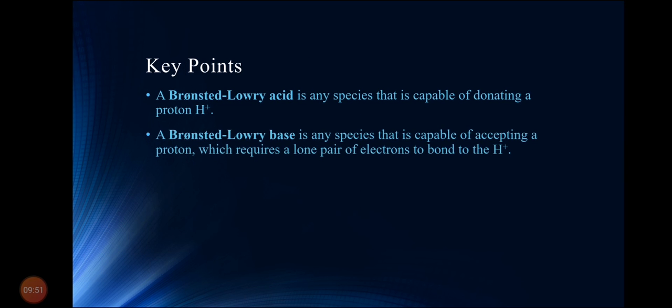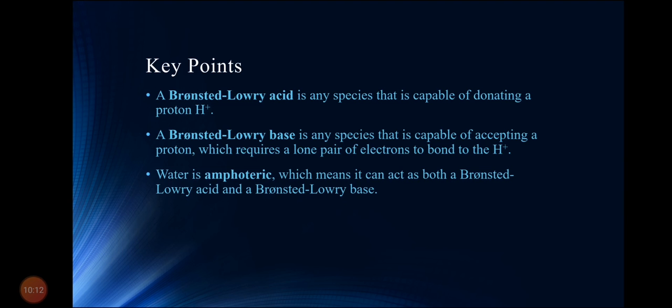Now students, it's time to tell you the key points of today's lecture. A Bronsted-Lowry acid is any species that is capable of donating a proton, or you can say H+. A Bronsted-Lowry base is any species that is capable of accepting a proton, which requires a lone pair of electrons to bond to the proton or H+ ion. Amphoteric substances are those substances that can act both as an acid as well as a base. As we discussed, water is amphoteric because in the reaction with HCl and nitric acid, water was acting as a base, while in the reaction with ammonia, it was acting as an acid.